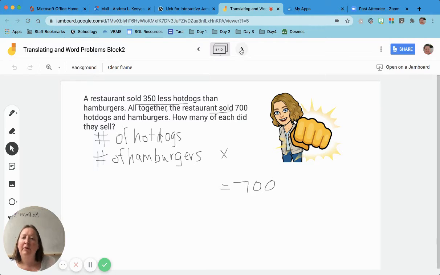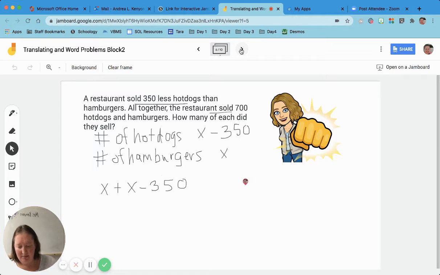So 350 less hot dogs. So I take the number of hamburgers and I subtract 350 from it. Now, what was this 700? That was the total of both things. So I'm going to take the x and I'm going to add it to the x minus 350. Kind of left a little space there. That's probably a little too much space. We'll clean it up a bit. It's equal to 700. So combine your like terms.